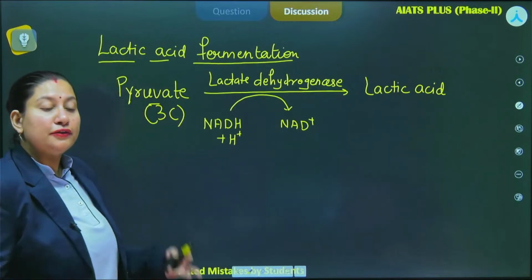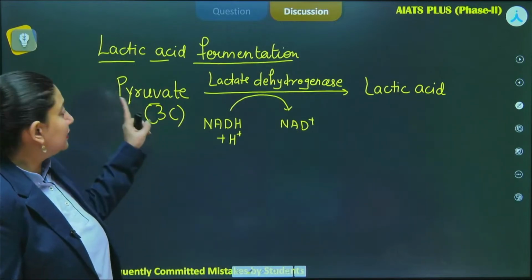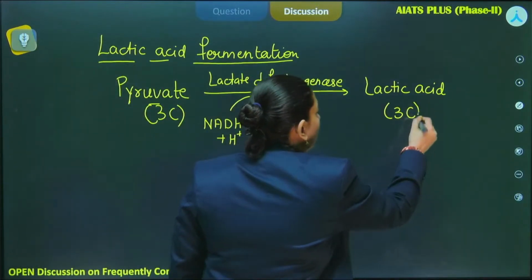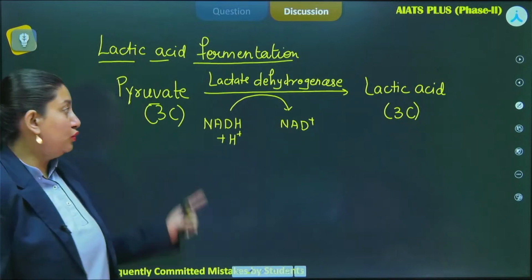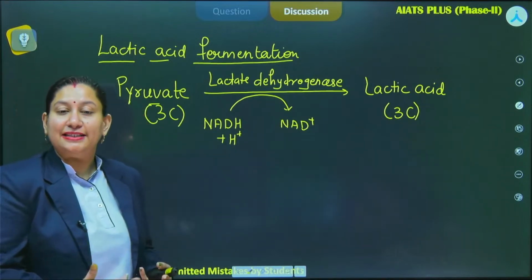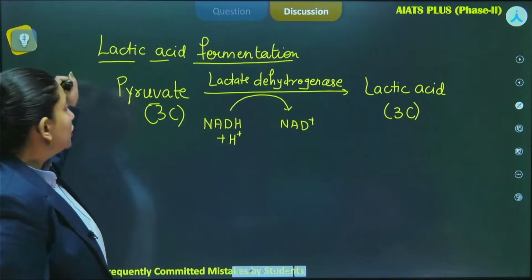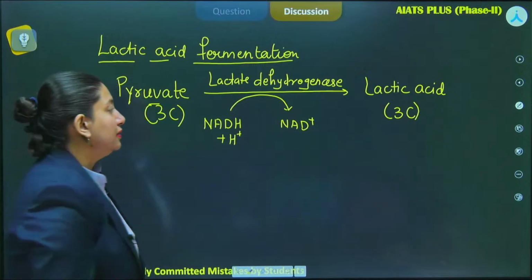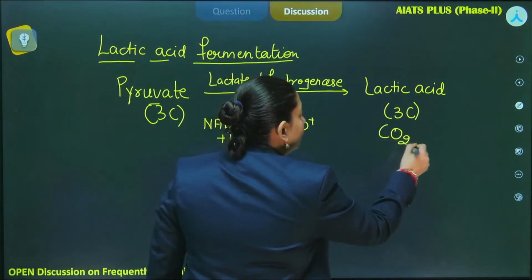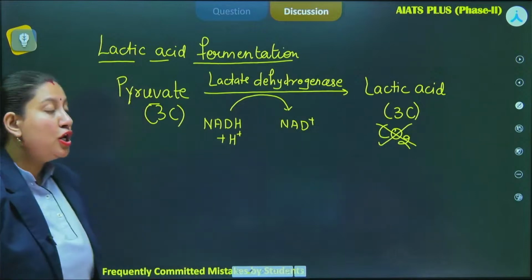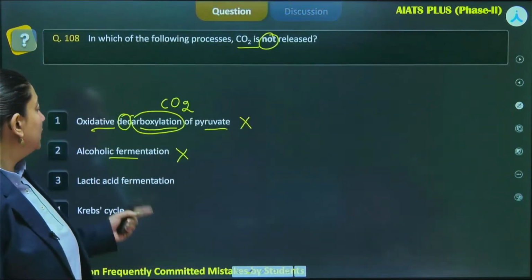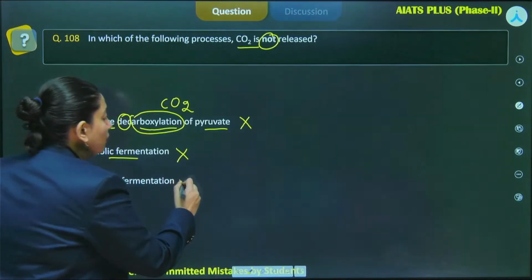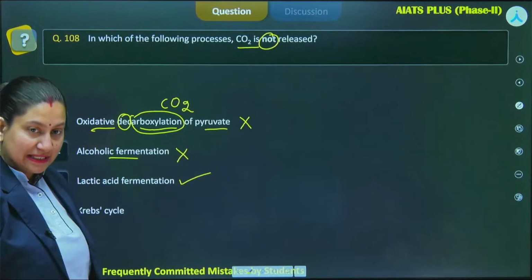Now, different from the other two reactions, over here this 3-carbon compound again yields a 3-carbon compound, so no carbon is being left that could be eliminated as carbon dioxide. So that is the reason why during lactic acid fermentation there is no release of carbon dioxide. So as per the question, this particular reaction, the lactic acid fermentation, is the reaction in which carbon dioxide is not going to be released.